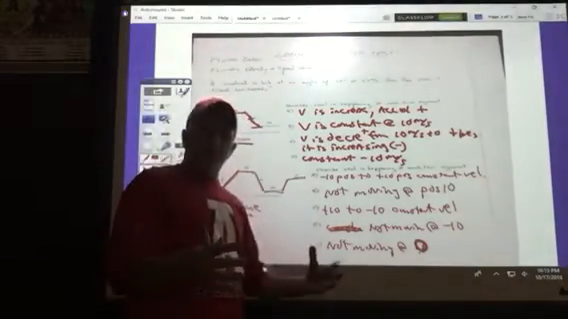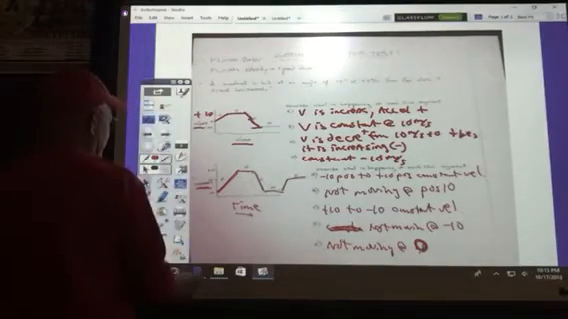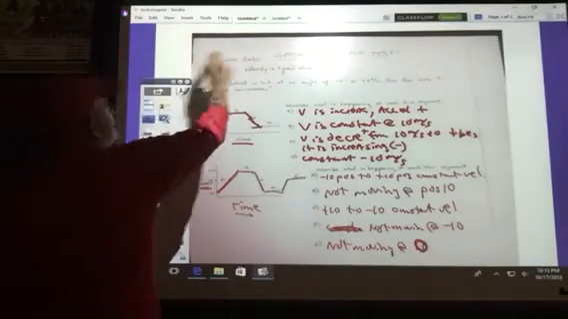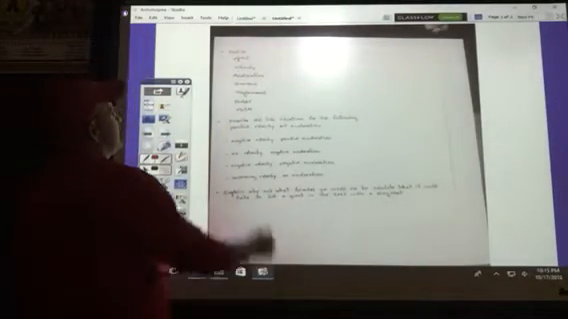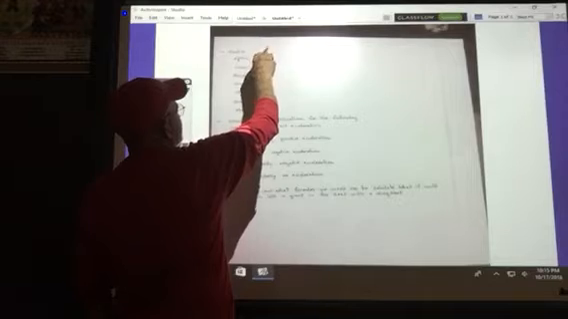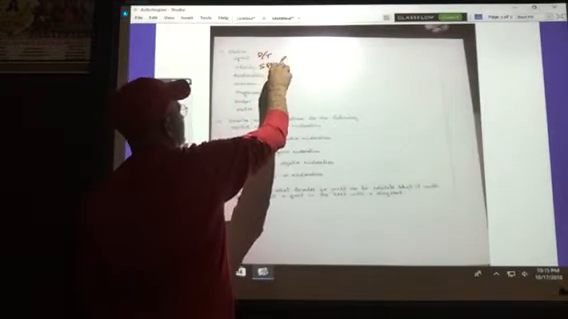All right? So it's just reading the graphs. Now the big issue on the front page of that thing. So let's look at the other page, the back side. Define these terms. Speed. Speed is just distance divided by time. Velocity is speed with a direction.